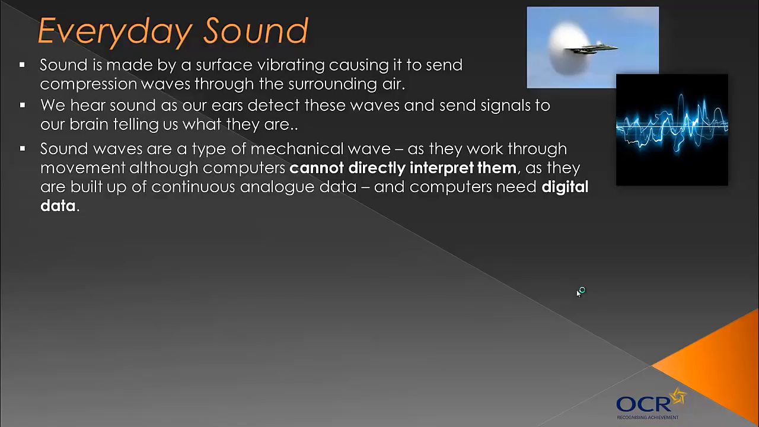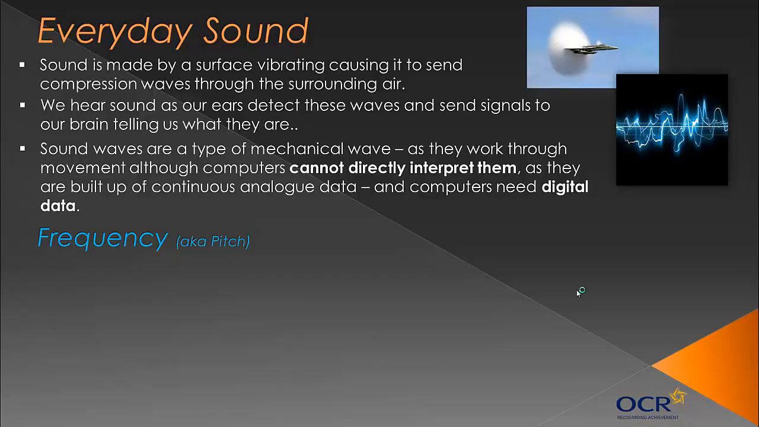And you may think if they're mechanical waves, computers can interpret them. They can't though, because sound waves are a type of analog data. They're smooth data that sort of overlaps, and computers can't do that. We need digital data that is very clear in where it's set out. In fact, we need binary data, which is 0s and 1s. So two elements of sound waves that are important to understand are frequency and amplitude.